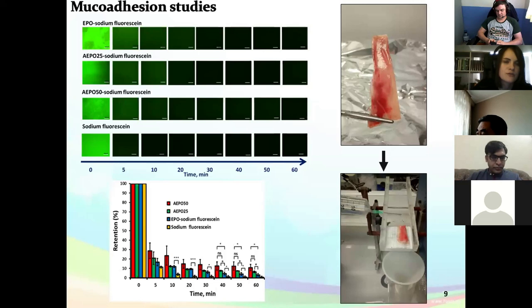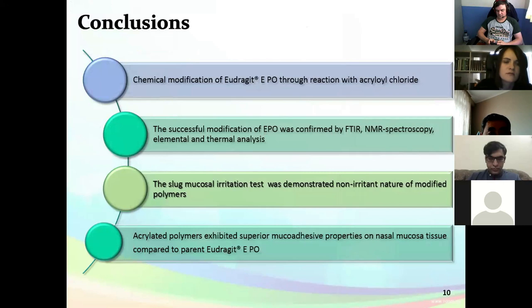So, in my talk, I have demonstrated how we modified EPO and characterized its physicochemical, toxicological, and mucoadhesive properties. Acrylated polymers exhibit superior mucoadhesive properties on nasal mucosa tissue compared to parent EPO. Thus we can say acrylated EPO can potentially be used as a mucoadhesive material for a dosage form for intranasal drug delivery.